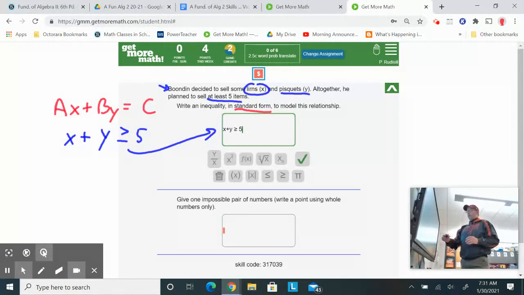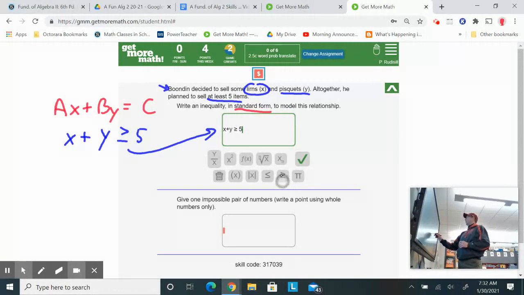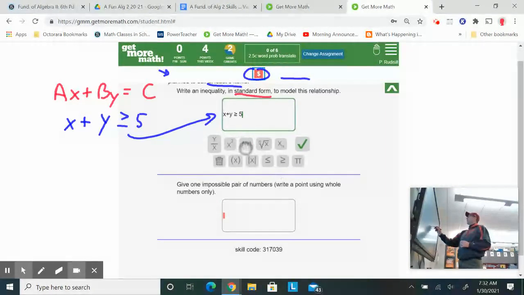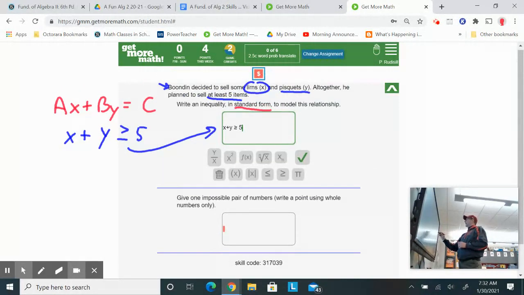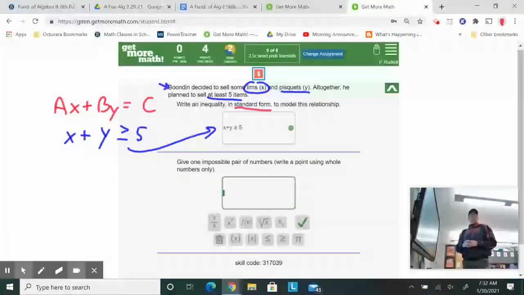Okay, so what I did was, if you look over here, I used the menu button down here for the greater than or equal to, and I put it up here. Let's tap the button, and that is correct.